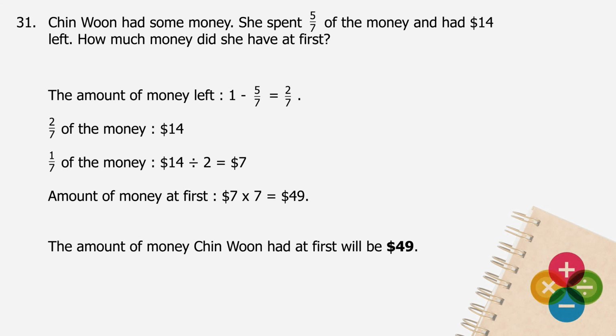The amount of money left will be, subtract 1 from 5/7, and the difference is 2/7. 2/7 of the money will be $14. 1/7 of the money will be, divide $14 by 2, and the quotient is $7. The amount of money at first will be, multiply $7 by 7, and the product is $49. The amount of money Chin Woon had at first will be $49.